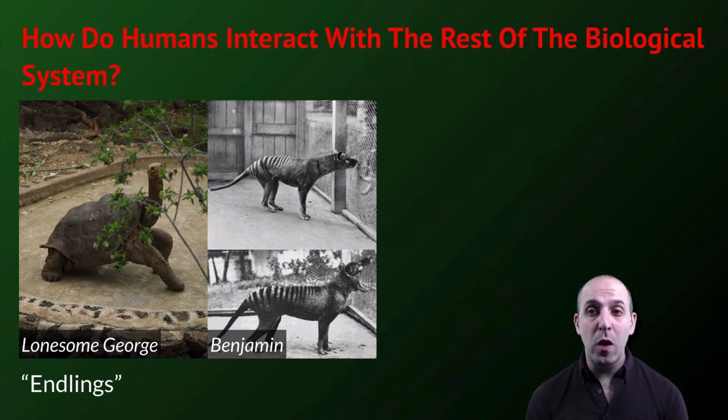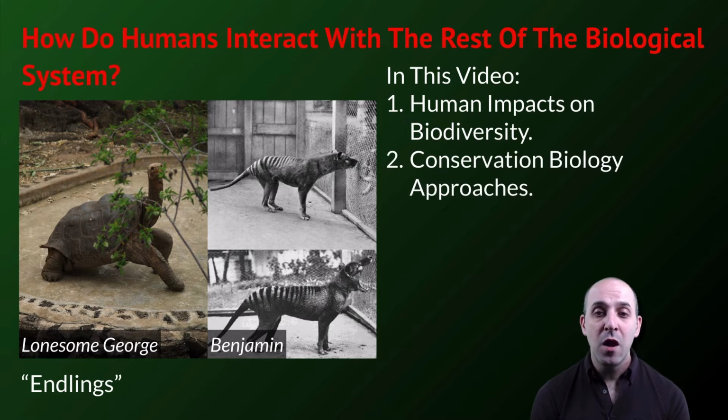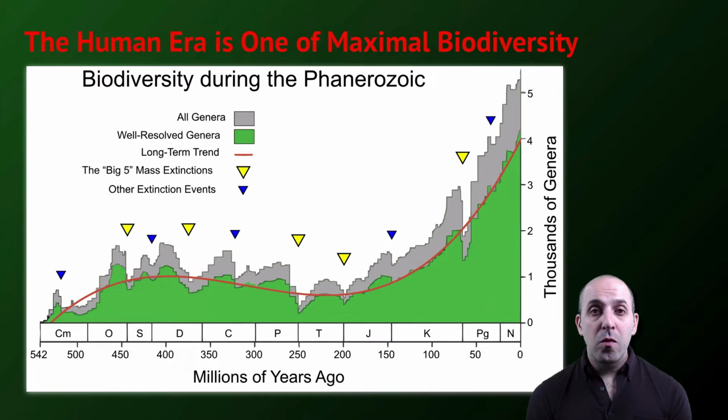And that's what we're going to be talking about in this video. How do humans interact with the rest of the biological system? We're going to first talk about human impacts on biodiversity and the effects that the human population has on the rest of the biological system. And then we'll talk about approaches taken in conservation biology to try to prevent this kind of thing from continuing to happen and keep our ecosystems as functional as we can into the future of our life on the planet.